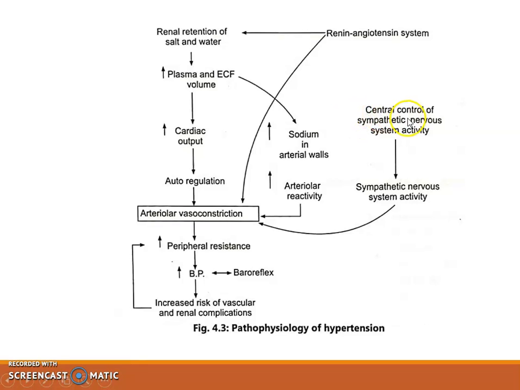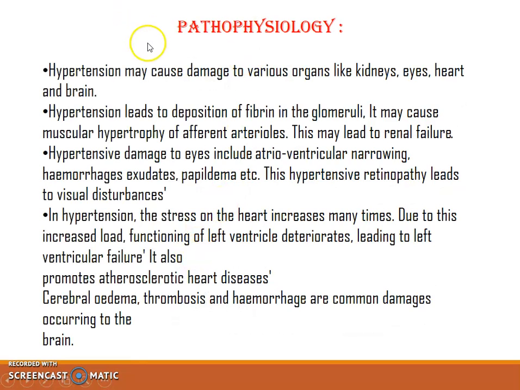Or by the control of sympathetic nervous system activity, sympathetic nervous system activity will also lead to the vasoconstriction which will increase the risk of vascular and renal complication due to increase in blood pressure. With the pathophysiology we have discussed, hypertension may cause damage to various organs like kidney, eye, heart and brain. Hypertension leads to deposition of fibrin in glomeruli. It may cause muscular hypertrophy of afferent arterioles. This may lead to renal failure.